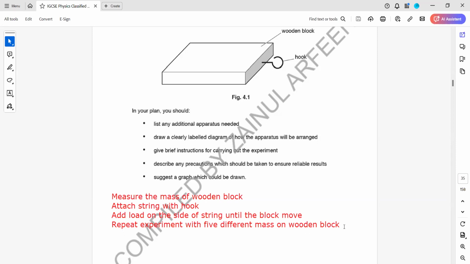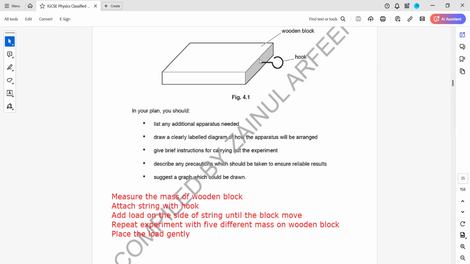Another thing, because you are adding, for example, it passes over the string and then a load is attached. So you should place the load gently on the other end, because if we drop the load on the other side, the force which we experience will be different from what is actually the weight.